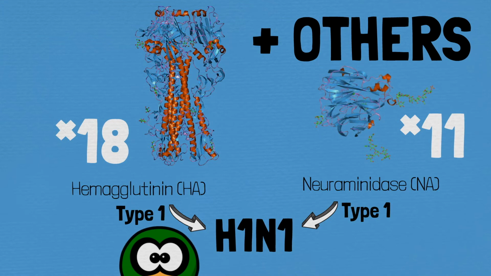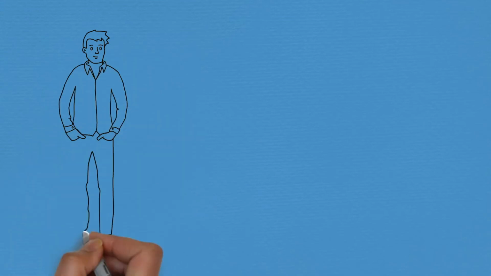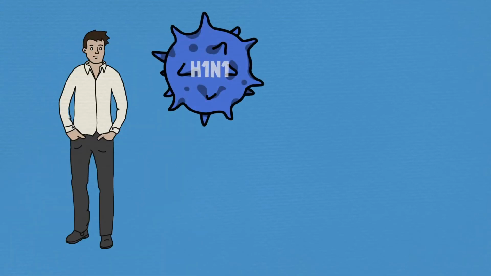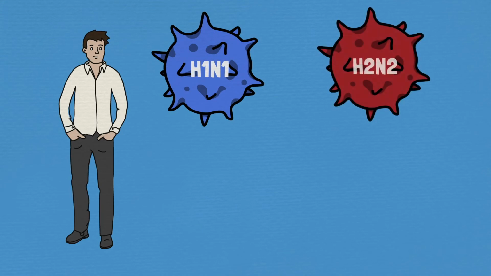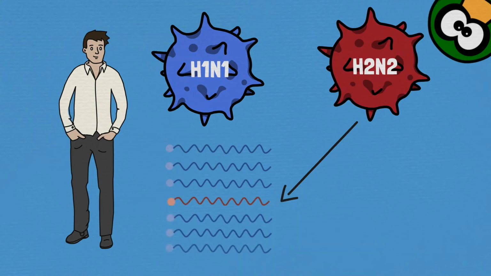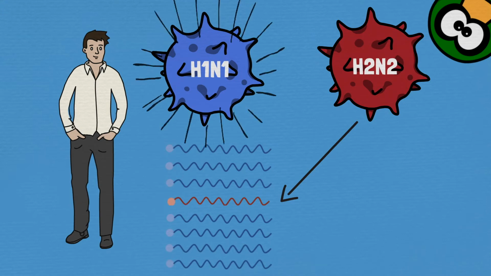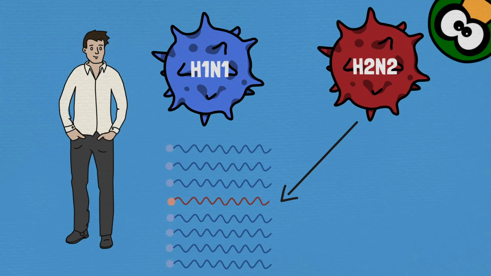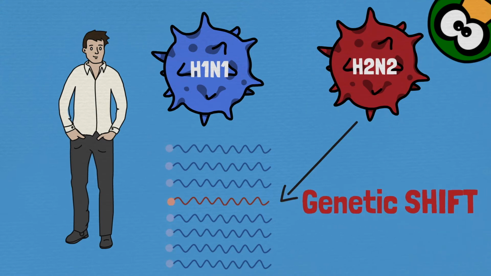However, occasionally they can jump species. Suppose an individual who was infected with H1N1 influenza virus was also the recipient of the H2N2, which jumped species from a bird to a human. The 2 different influenza viruses can reassort their 8 genome segments in that individual, resulting in a new progeny virus with genome segments from both parent viruses. This is known as genetic shift and may lead to a pandemic.